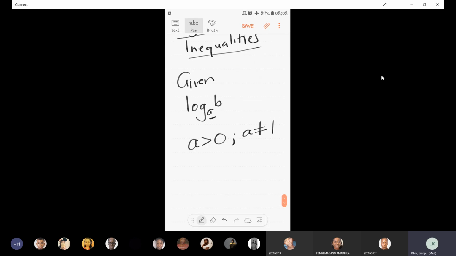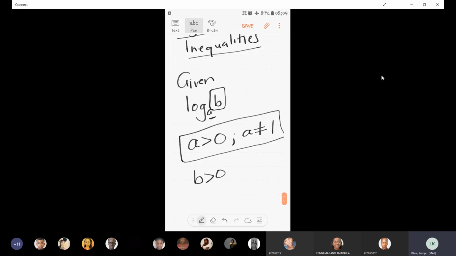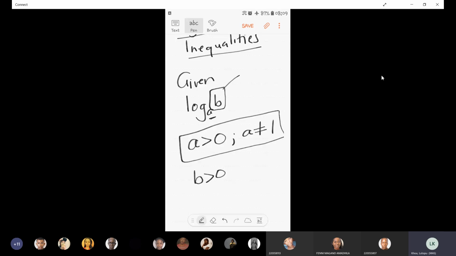And then this is a restriction on the base. And then for the argument b over here, we know that b must be greater than 0. So your argument must always be a positive number. If your argument over here is negative, you can try that. Log of anything, any base but your argument is negative, you will get a math error. So you're not allowed to take the log of a negative number. So this is one thing that we must always ensure is kept. Our argument must always be greater than 0.